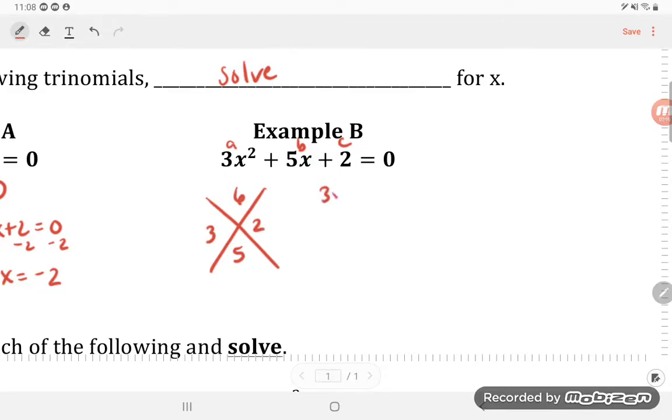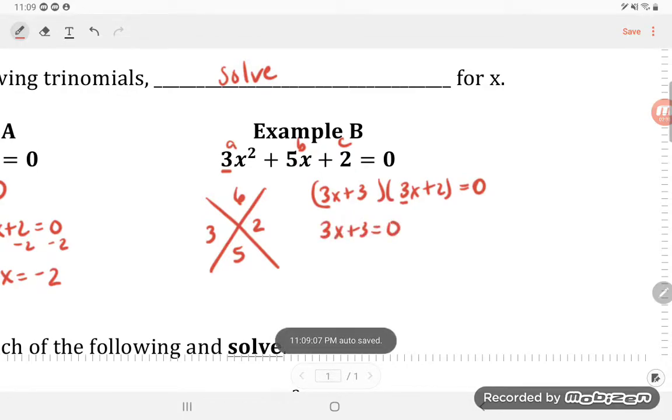I'm going to take my 3x plus 3 and put it in parentheses next to my 3x plus 2. And I'm going to set that equal to 0. Please don't forget that leading coefficient. This time A is greater than 1, so don't forget to bring down the 3. After we do this step, we're going to set each one individually equal to 0.